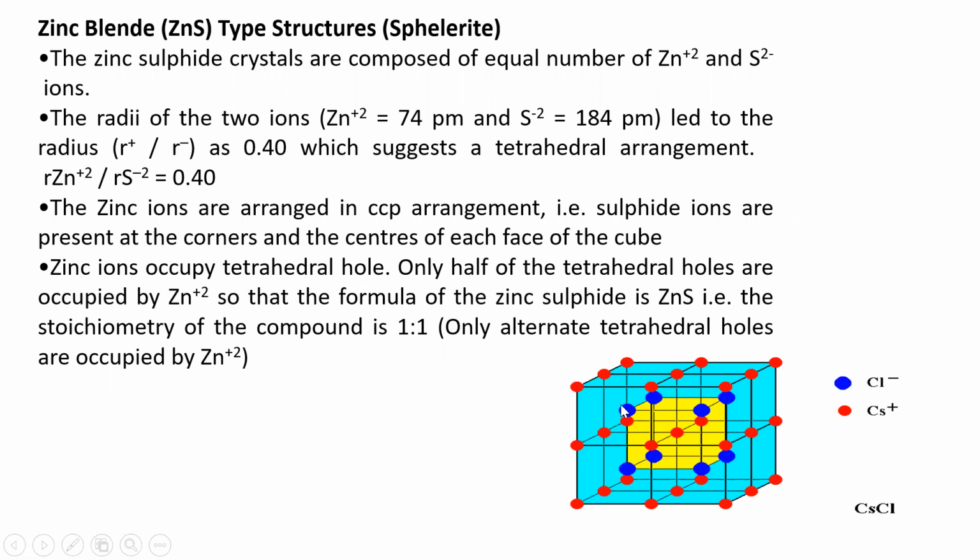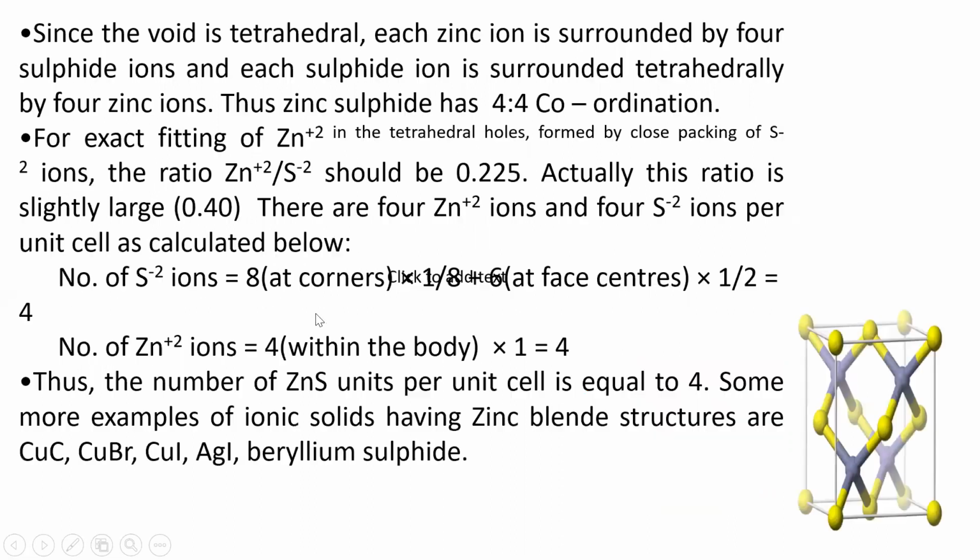Here the diagram is representing cesium chloride. It is not zinc sulfide, which we have to discuss. So don't look at the diagram, just look at the statements here. Zinc ions occupy tetrahedral holes. Only half of the tetrahedral holes are occupied by zinc ions, so that the formula of zinc sulfide is ZnS. That is, the stoichiometry of the compound is also here 1:1. Only alternate tetrahedral holes are occupied by zinc ions.